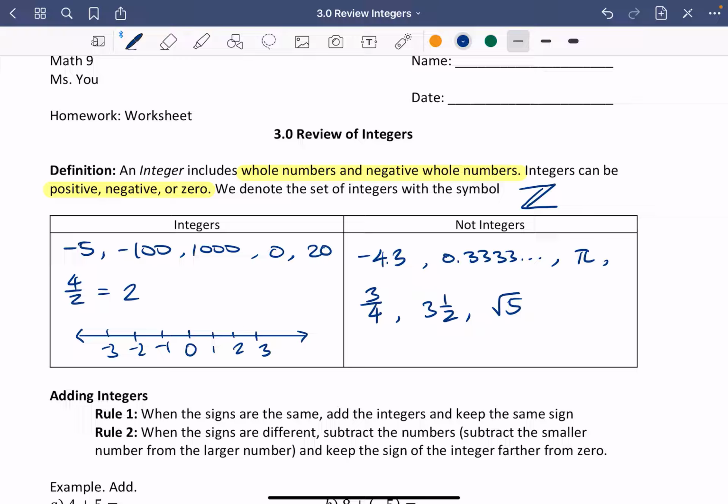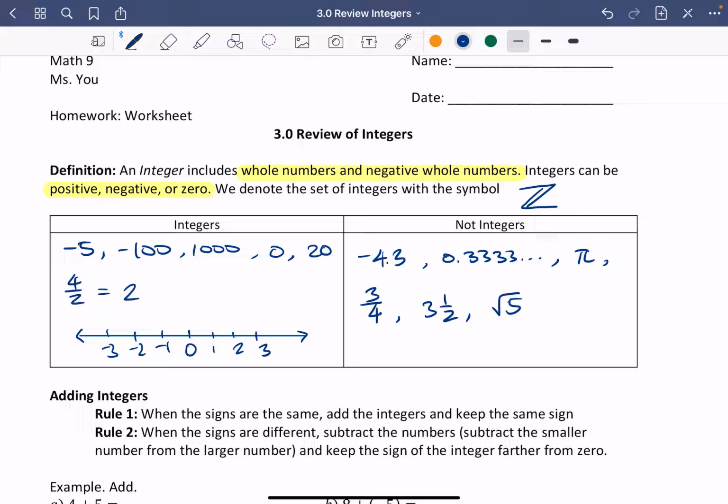Hello everyone. Today we'll be going over integers and operations on integers. So definition first, what is an integer? An integer includes whole numbers and negative whole numbers, and it can be positive, negative, or zero. And we denote the set of integers with the symbol bold Z. So it's basically a Z with an extra line to it. Okay, so Z with an extra line here.